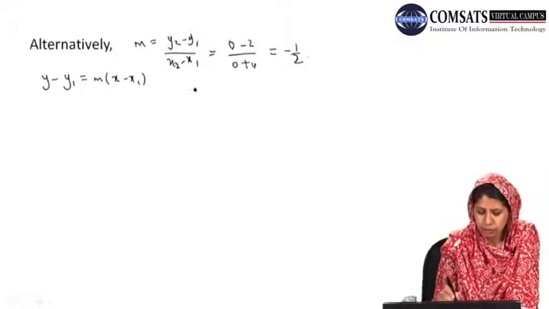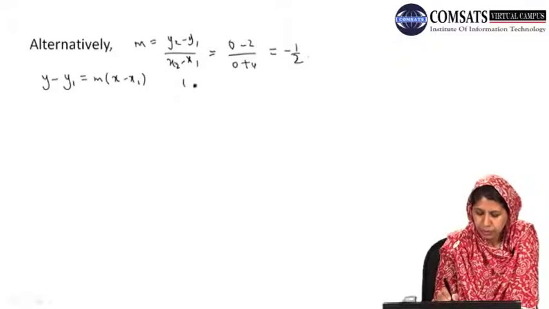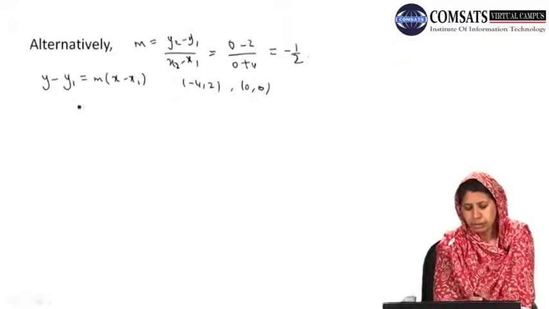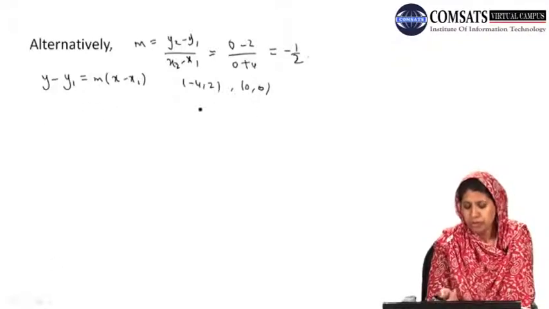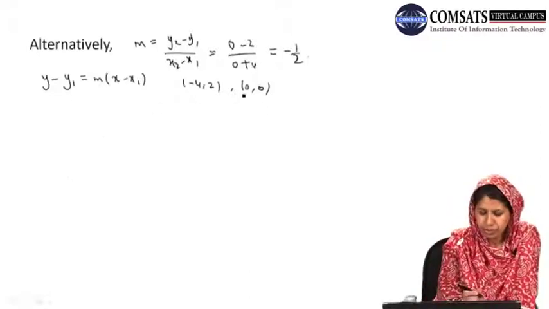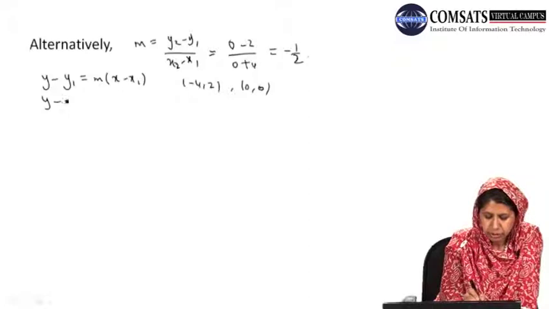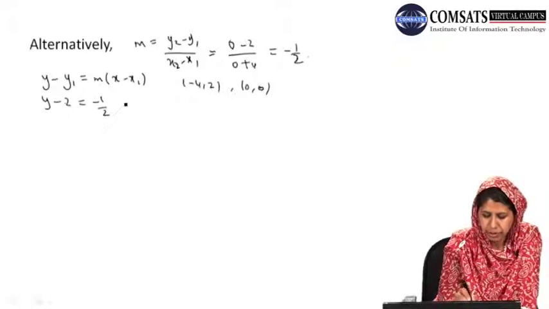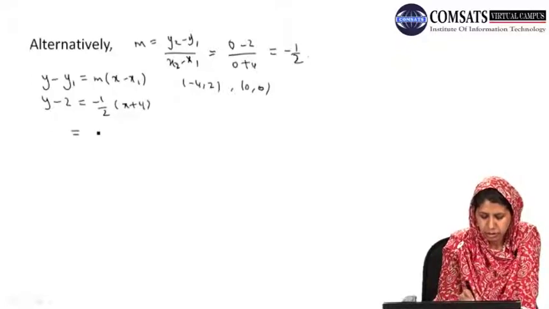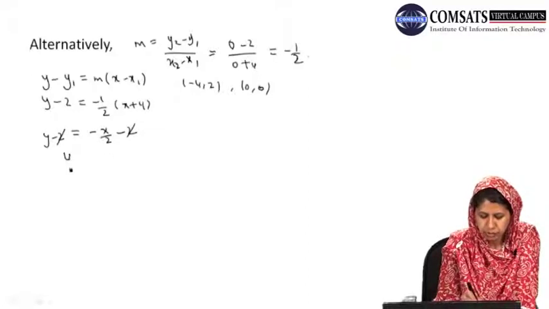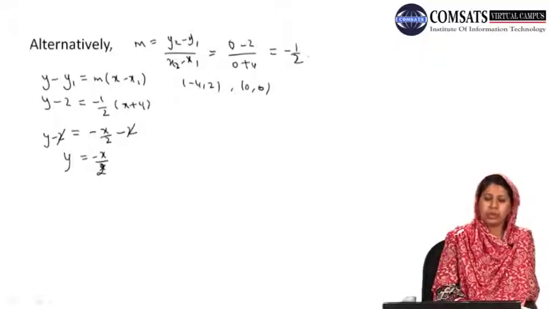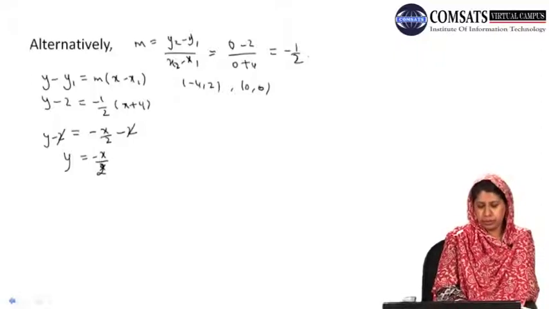Now we have the value of m. Our 2 points are (-4, 2) and (0, 0). So we can pick any point, (x1, y1) or (x2, y2). If we pick (x1, y1), what do we get? y minus 2 is equal to minus 1 by 2 times (x plus 4). Simplifying, we get minus x by 2 minus 2. This cancels out, we get the same equation, y is equal to minus x by 2, with slope minus 1 by 2 and 0 intercept.